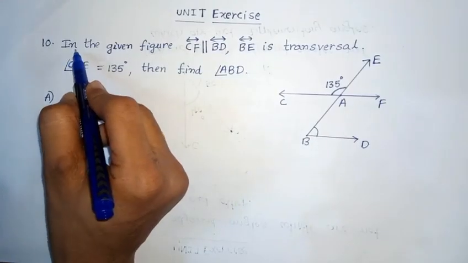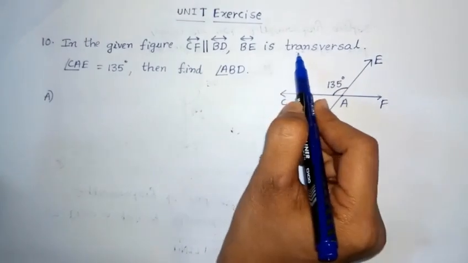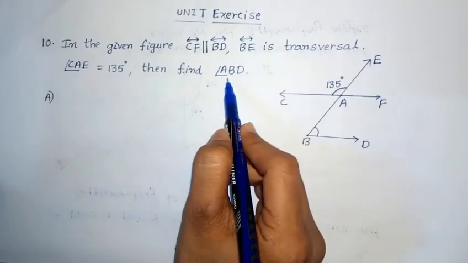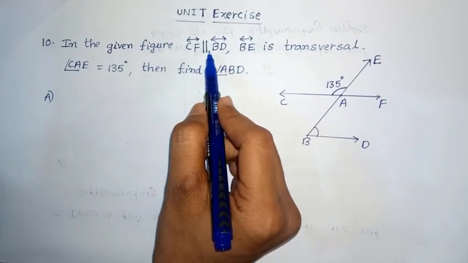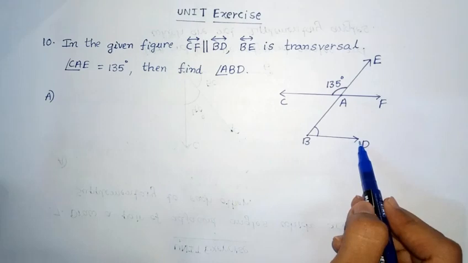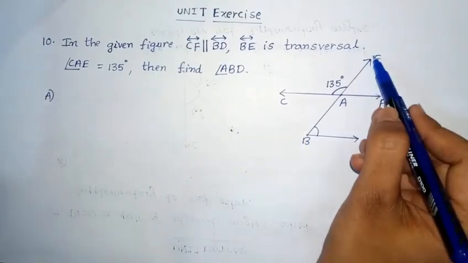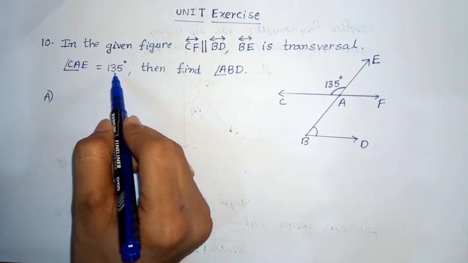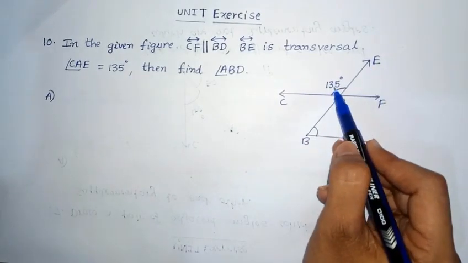Next problem, the 10th one. In the given figure, the line CF is parallel to the line BD. BE is a transversal. Angle CAE is equal to 135 degrees. Then find angle ABD. In the problem, they have given that the line CF is parallel to BD. This is line CF, this is line BD. These two lines are parallel lines, and also given that the line BE is a transversal line. Angle CAE is equal to 135 degrees. This is angle CAE.